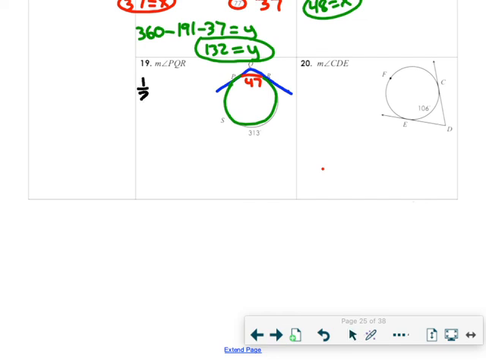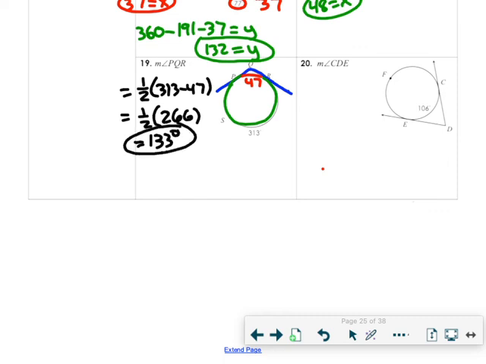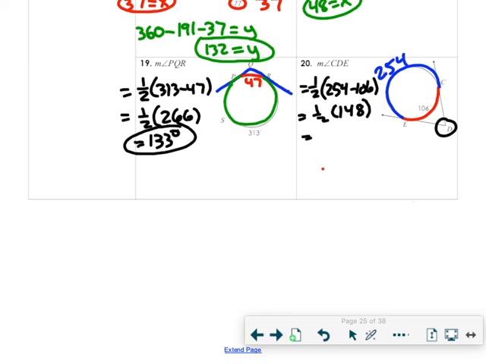So with those, we have 1/2 of big minus little, 313 minus 47. Okay, this is equal to 1/2 of 266. So that's going to be 133. That's going to be my blue outside angle. All right, same thing, different problem. So we know the little arc is 106. If we know the little arc is 106, we know the big arc has to be whatever makes that 360. So that's going to be 254. Okay, we can use this information to find this outside angle. So this is equal to 1/2 of big minus little, which is 1/2 of 148. So that's 74 degrees.